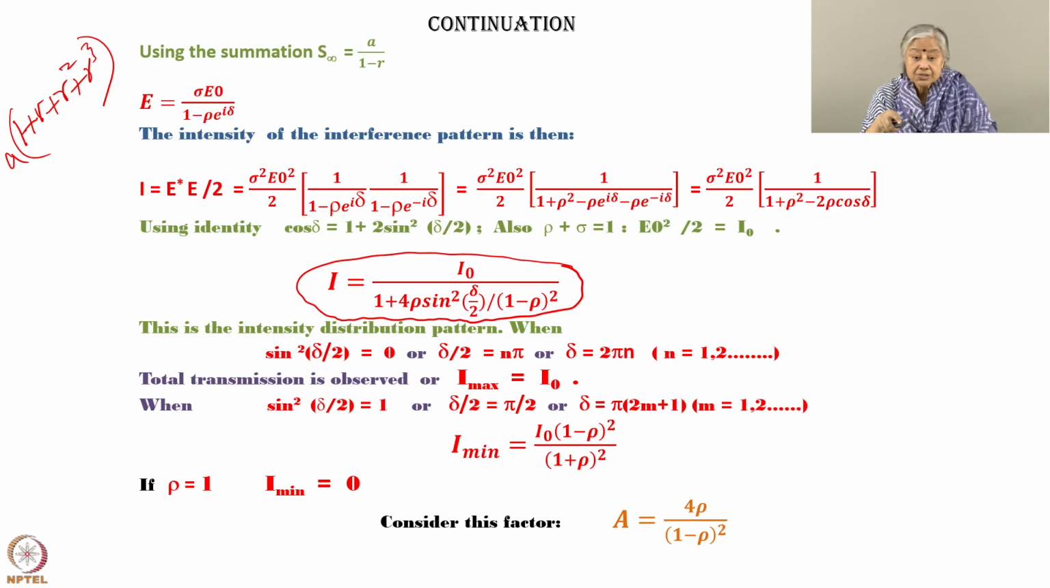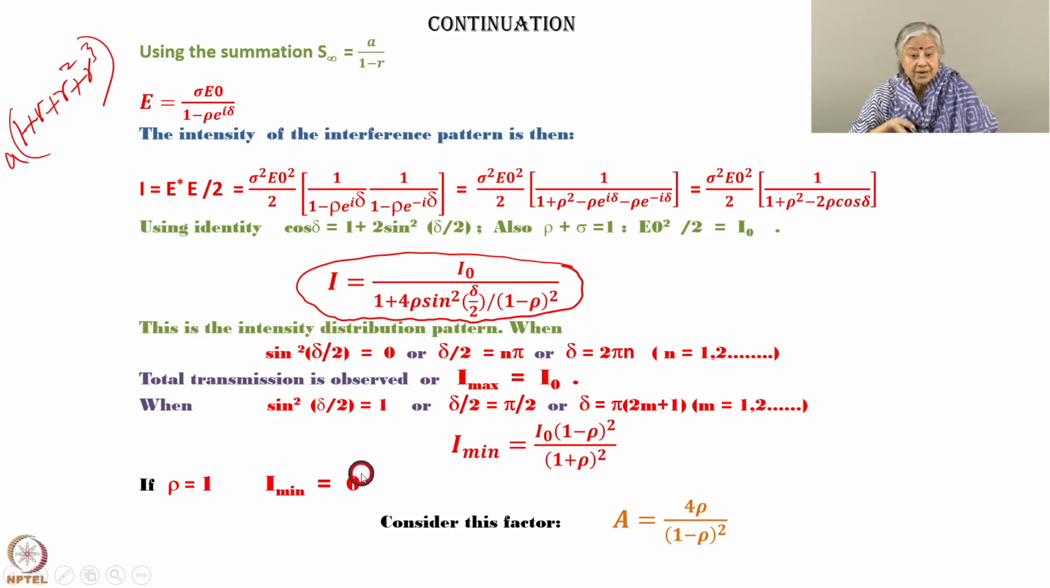Then the total transmission observed, suppose I put sine square delta by 2, this part is 0. So, the total transmission observed is I max is equal to I 0. That means the maximum intensity of that pattern is your input intensity itself, when the phase difference follows this equation.